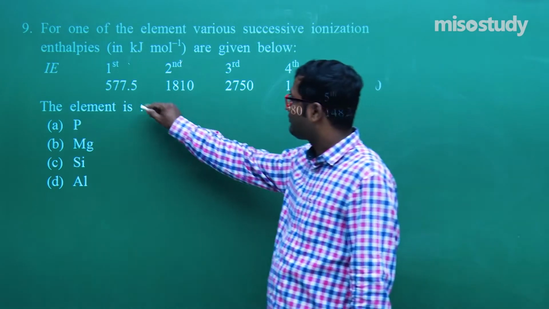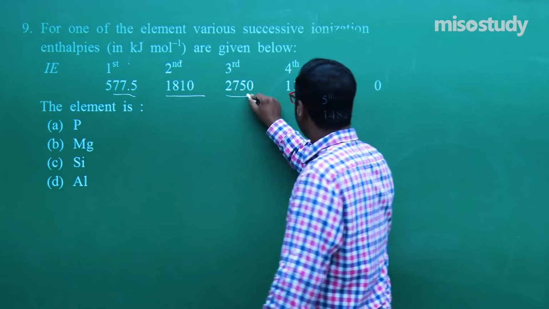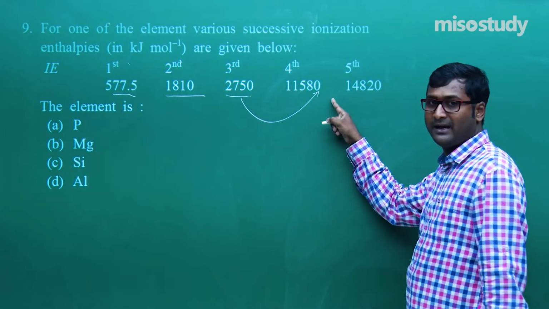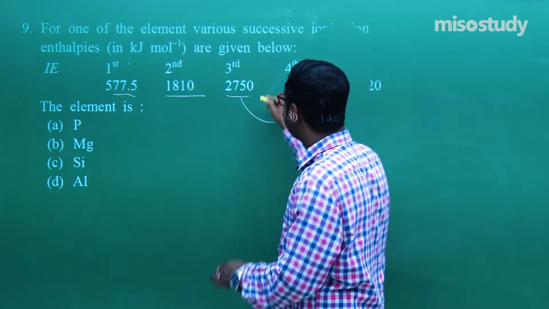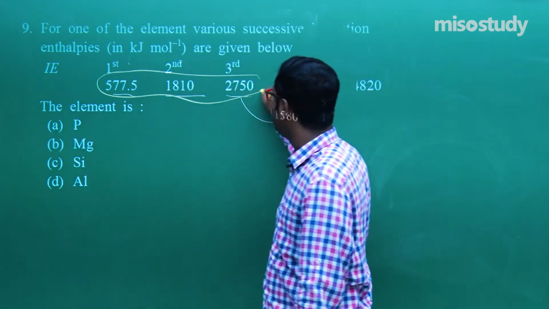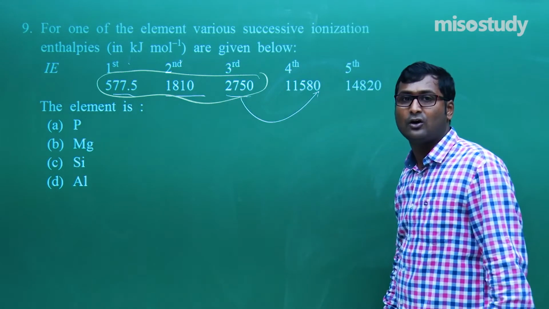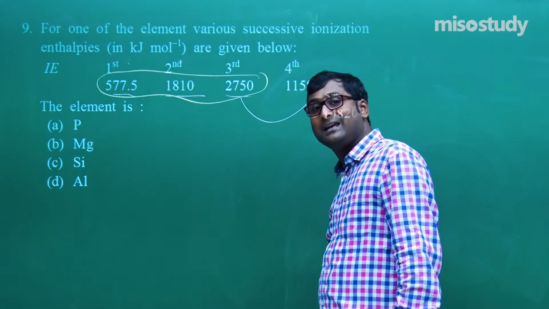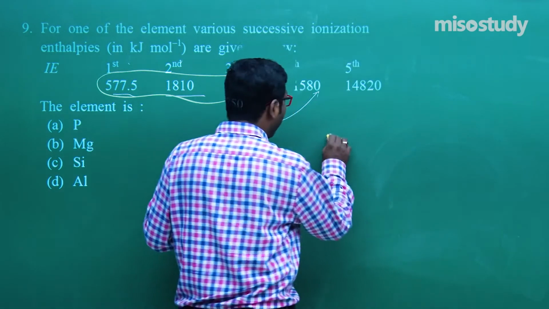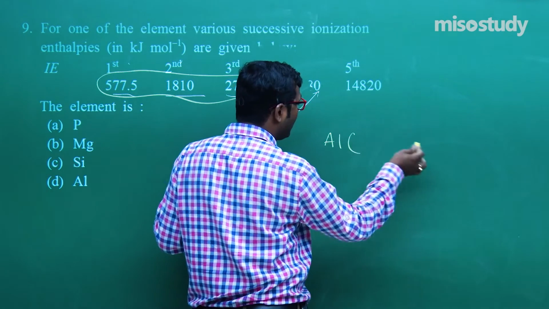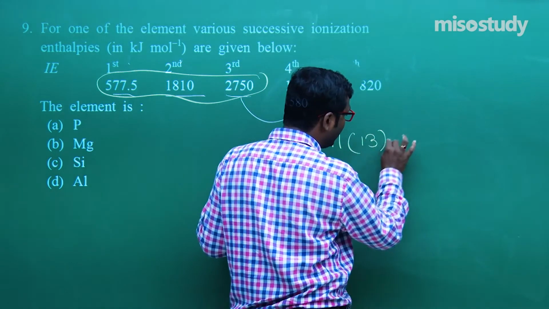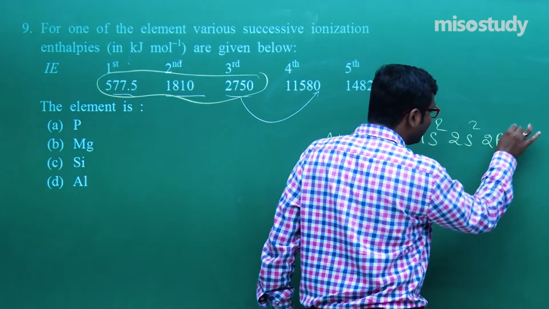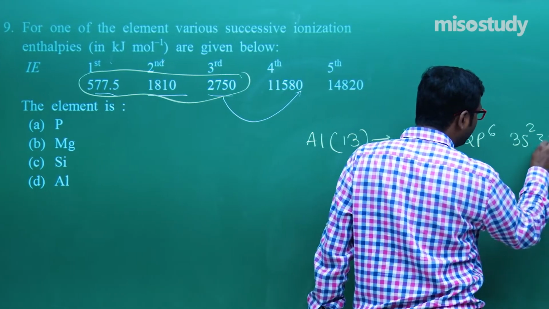Look at the variation, then look at the variation from third to fourth, that is a sharp increment. Then definitely 3 electrons can be removed easily, but the 4th electron cannot be removed easily. That is definitely in the inner shell. Which element has 3 electrons in the outermost shell? That is aluminum. Look at 1s2, 2s2, 2p6 and 3s2, 3p1.